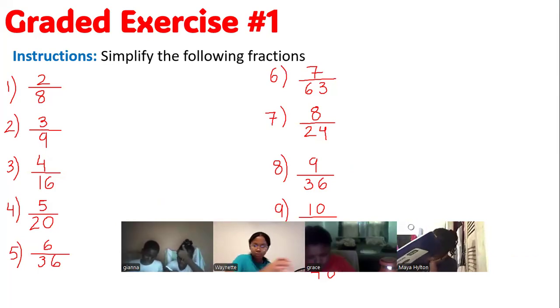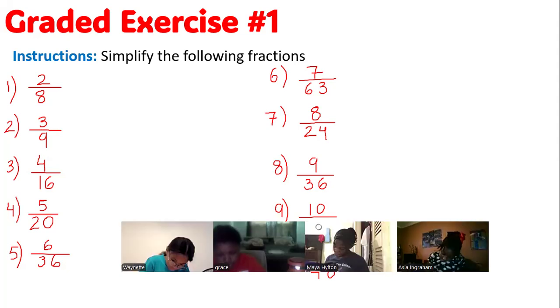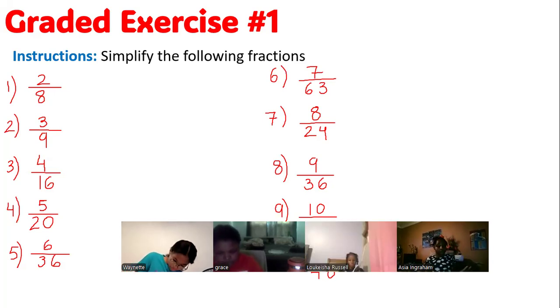Go ahead, Brandon. Edmira, did you send in your work? If you're finished with your work, take a picture of it and send it to me via WhatsApp. Maya. Yes, sir. You on the second one? Yes, sir. Okay.